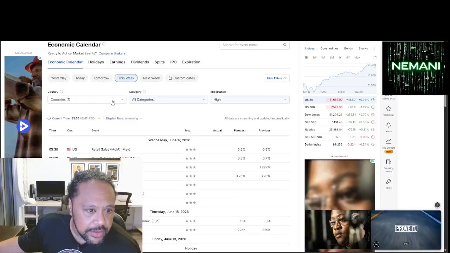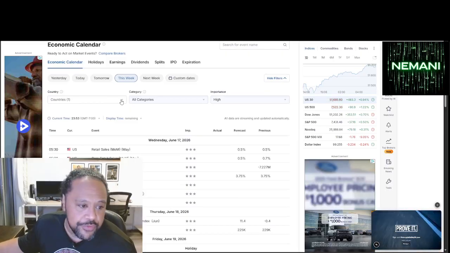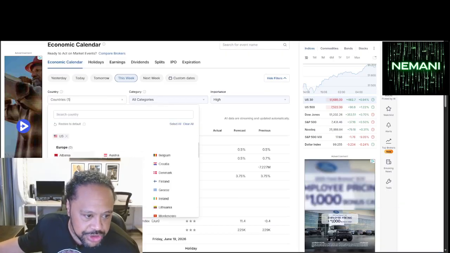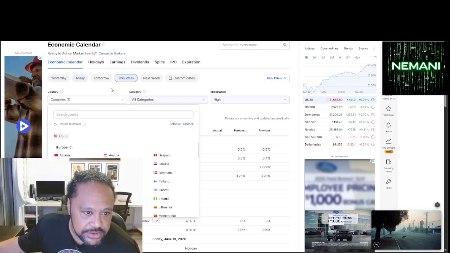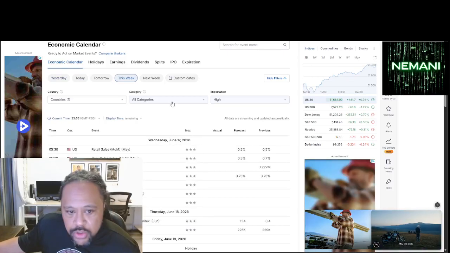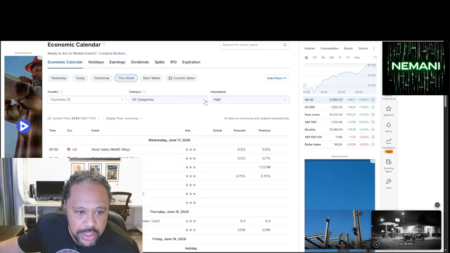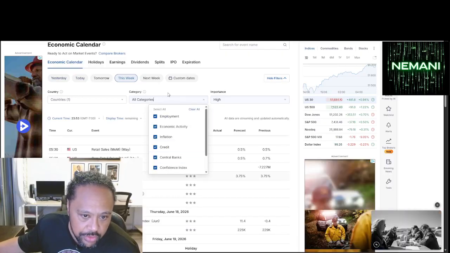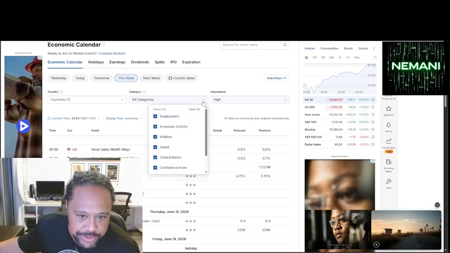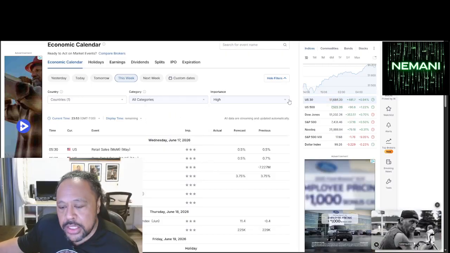I click on this, and usually if you're logging on for the first time, all these countries will be checked. Select and clear all. Select only the United States, and then close this tab. Then you go to all the categories, and I usually just select all of them, to allow us to get some more data out of it. And then it's up to you.